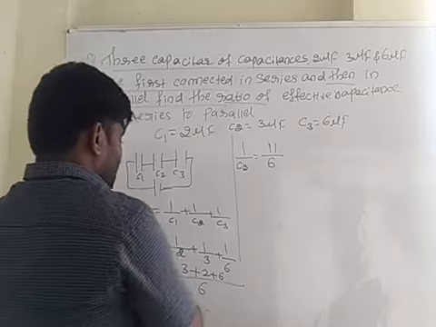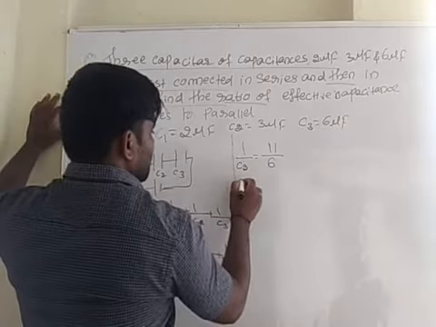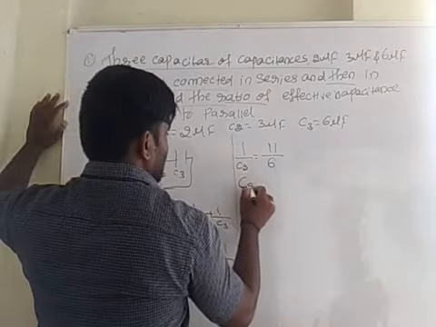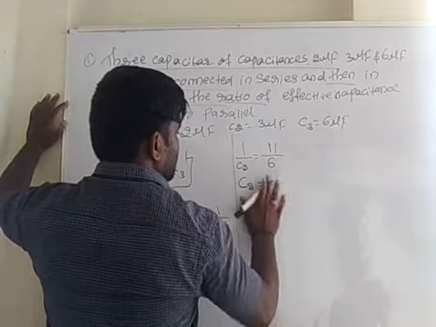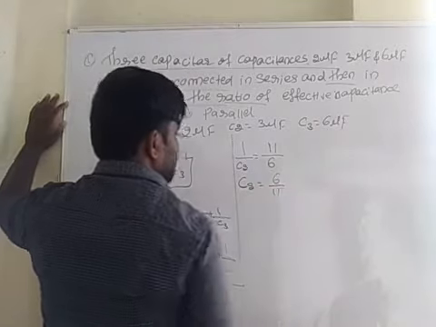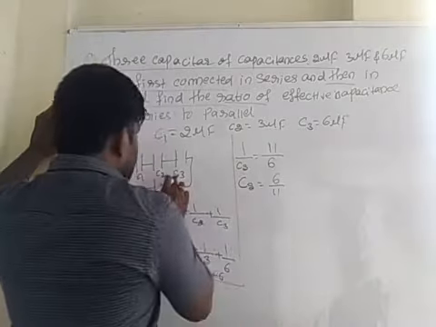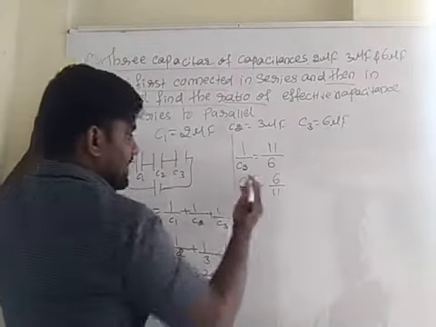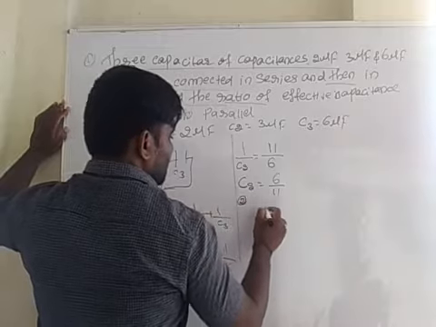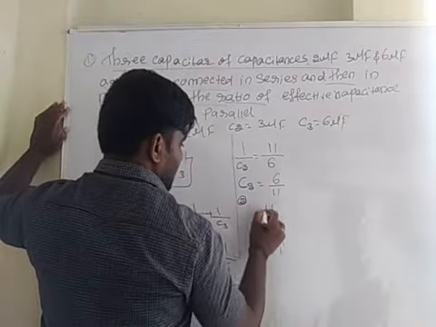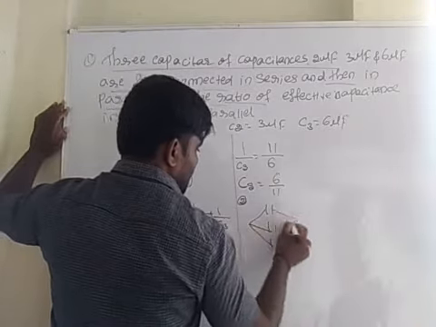Then come to the next point. CS is equal to, what should I write? It will be 11 divided by 6, means CS is 6 divided by 11. Then, next, second case: these are connected in parallel.